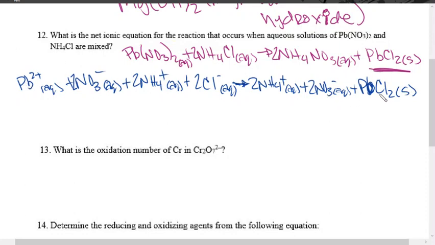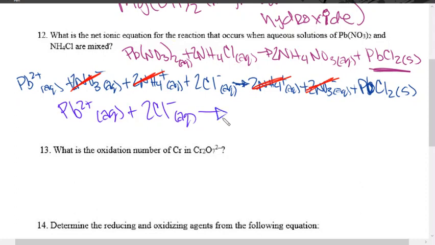So lead and lead, that's fine. Nitrate, nitrate, ammonium, ammonium. So now that we've taken the time to reduce that down, we have Pb2+ aqueous plus 2Cl- aqueous to give us PbCl2 solid.